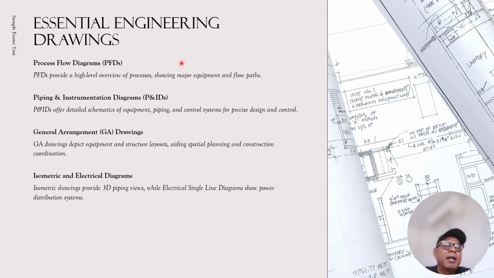So, essential engineering drawings. Process flow diagram, PFD. The PFD provides a high-level overview of the process. Then piping and instrumentation diagram, general arrangement drawing, GA drawing, and isometric drawing. So EPC relies on a variety of engineering drawings to communicate design intent for fabrication and construction. The process flow diagram, PFD, provides a high-level overview of the process, showing the major equipment and flow paths.